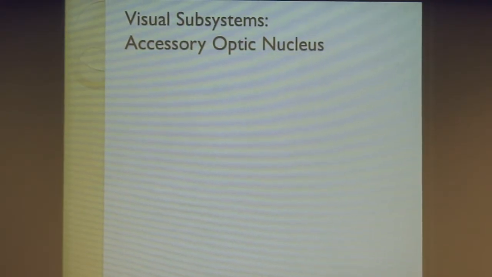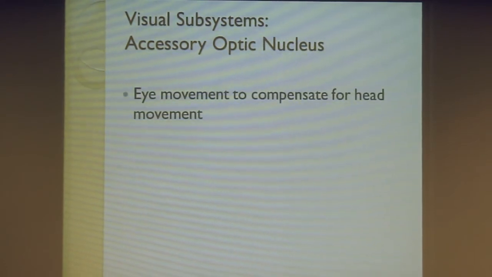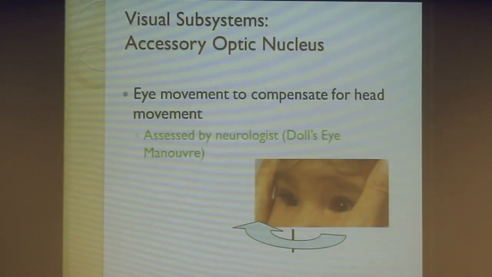Then another subsystem uses the accessory optic nucleus, and this is the eye. This controls the eye movements that compensate for our head movements. How the doctors or the neurologists test whether this is working correctly is with what they call the doll's eye maneuver, where they take a person's face and they turn it. What's supposed to happen is that the eyes will move towards the doctor. So as they turn the head that way, the eyes will move this way. As they turn the head that way, the eyes will move that way. If the eyes move with the head, then they know that there's a problem there.